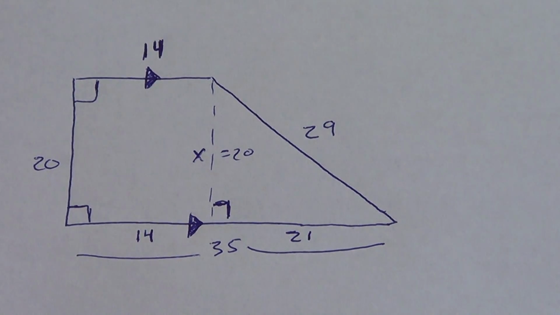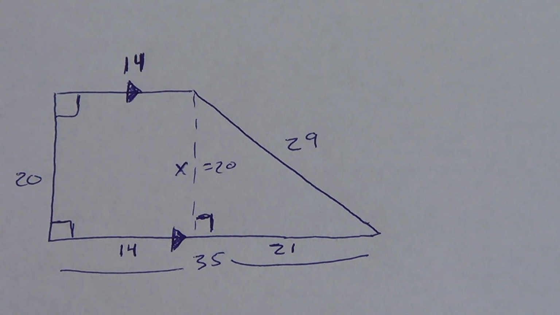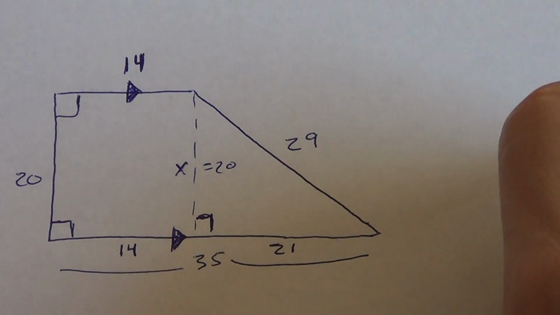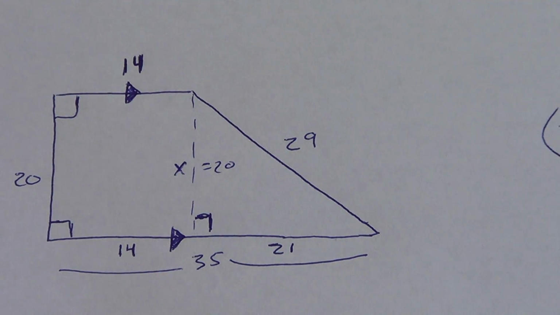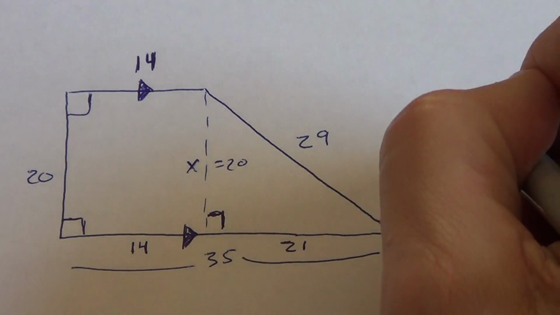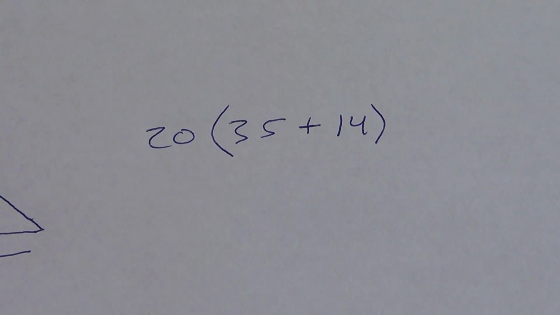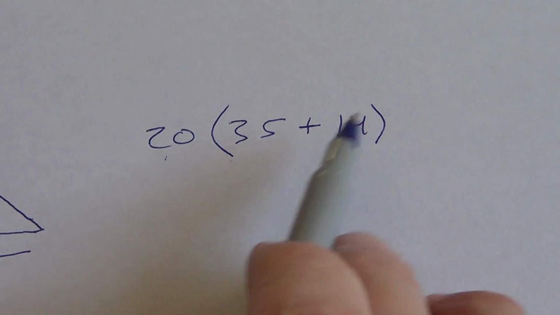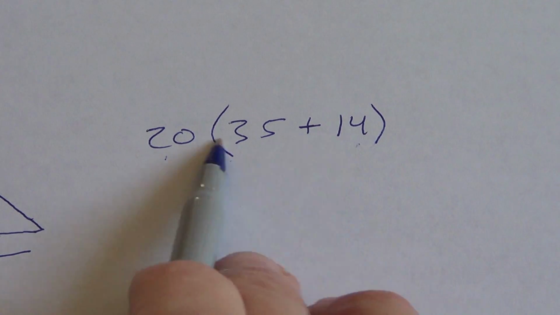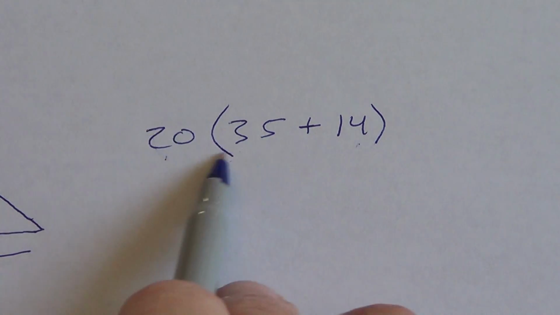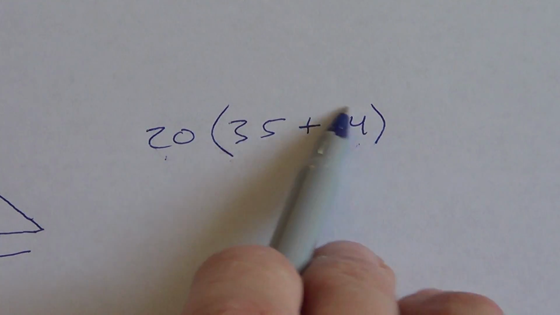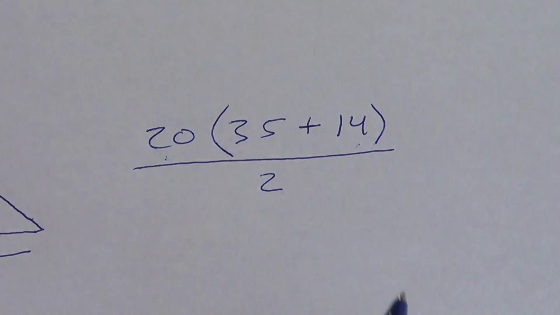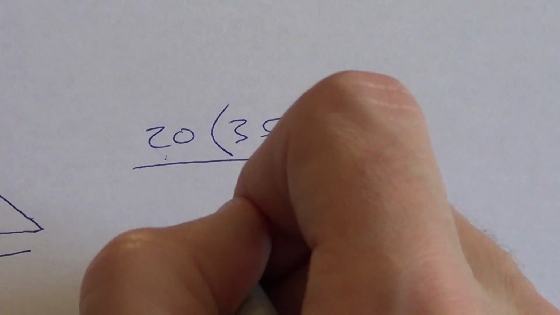And now I can find the area. Remember, area was height times, in parentheses, base 1 plus base 2. Base 1 is 35 plus base 2 is 14, put that in parentheses, times the 20. Let me shift over here so you can see what that looks like. Those parentheses are important because we're not just going to multiply this and get 700 and then add the 14. We're going to do inside the parentheses first, and remember all of that is divided by 2. So 35 plus 14 is 49.